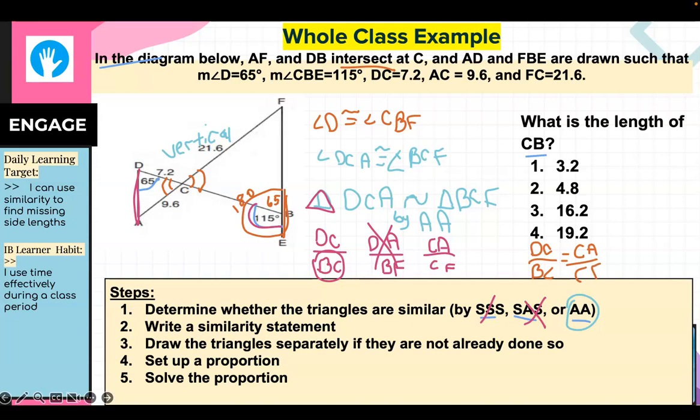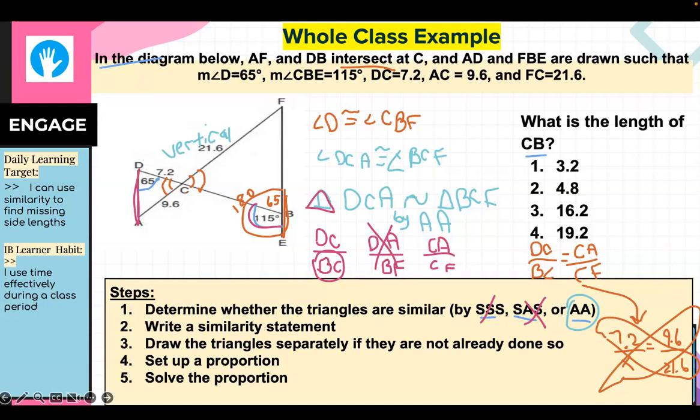Now I'm just going to substitute and cross multiply. We have DC, so I'm going to carry this down here. DC is 7.2 over BC. We don't know BC, so let's call that x. Equals CA. CA is 9.6, and CF is 21.6. When we cross multiply, I hope you recall that from algebra. We multiply the top with the bottom and the bottom with the top. It's the butterfly method: this times that, and then this times this.